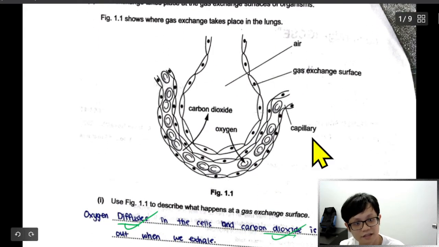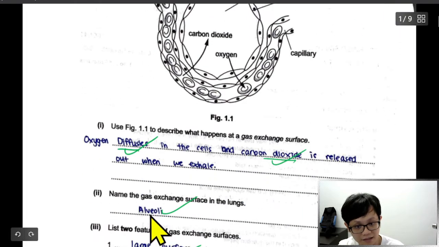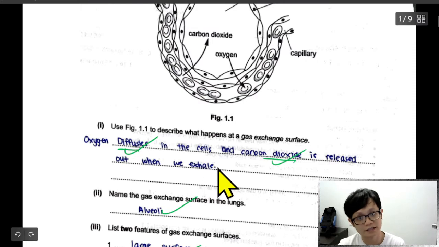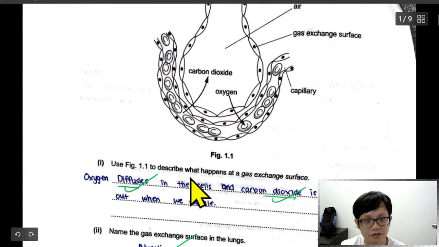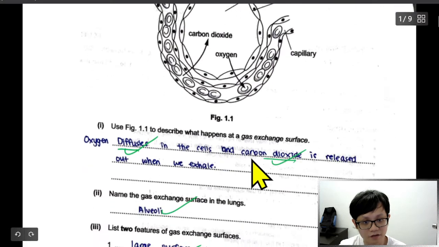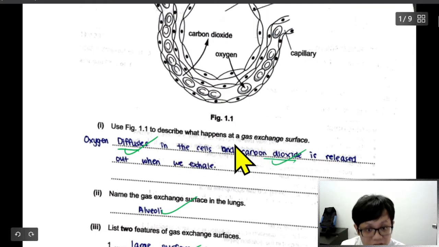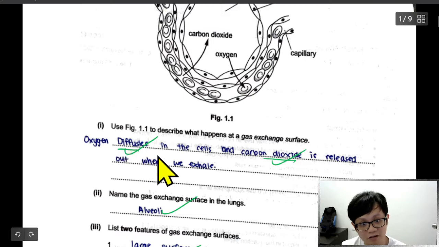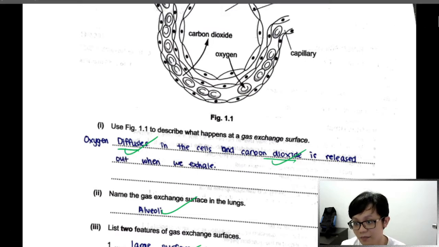This is alveoli, and alveolus is the singular, alveoli is the plural. So describe what happened at a gas exchange. What happened is oxygen diffused into the body and carbon dioxide is being released from the body. So you got 2 points.